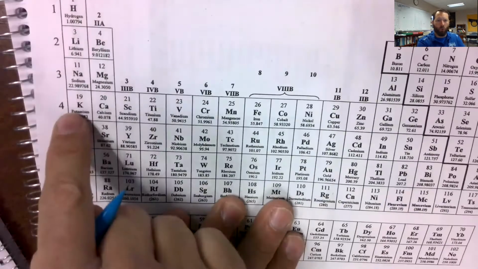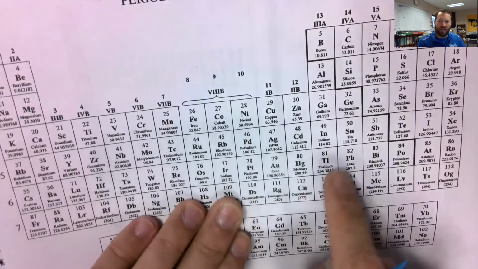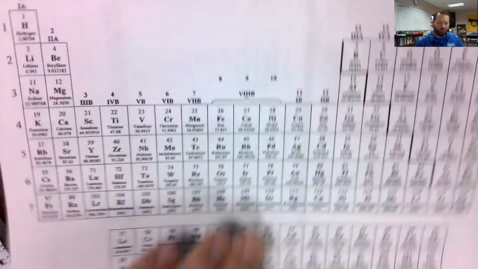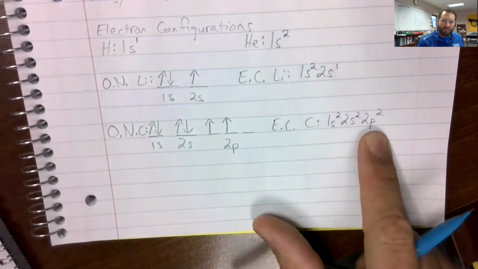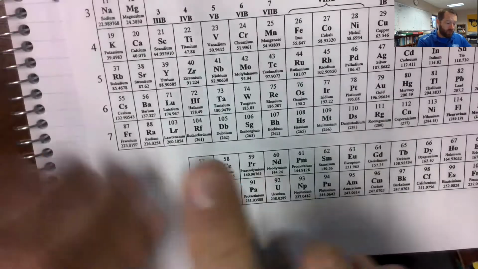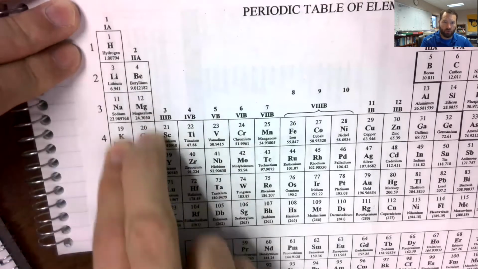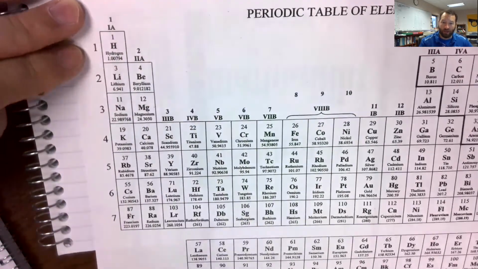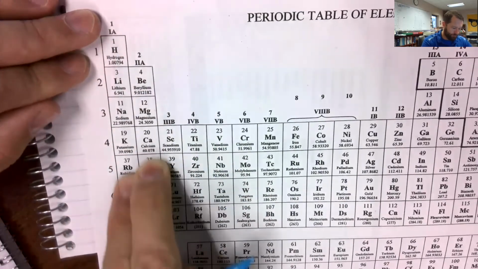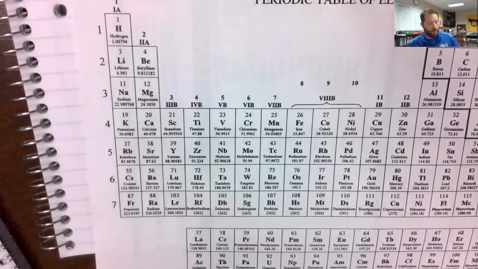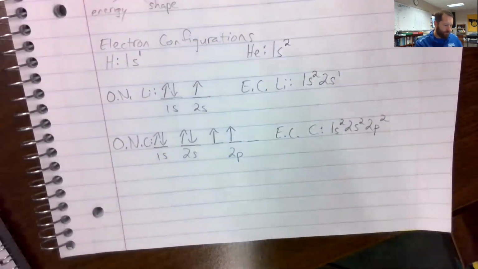Germanium would be 4p2, 5p2 for tin, and 6p2 for lead. So that's p block. Over here where we started, we always start a new row, we always start a new energy level with s block. That's always our first orbital. So we always have an S shape. That leaves this big area here and then this area down here.